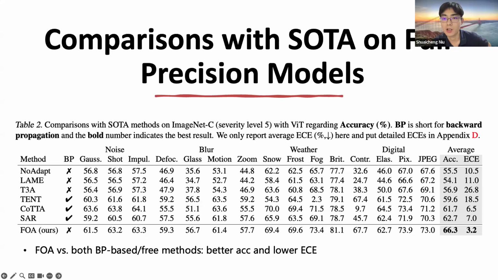Here are some main results of our FOA work. On the full precision model, we first compare with the BP-free methods, including LAME and T3A. These methods update only the classifier and often struggle to enhance the performance with the limited learning capacity. In contrast, FOA uses forward passes for prompt optimization, achieving much better results as shown in the table. We also verify that FOA can even outperform the BP-based methods like Tent and CoTTA using only forward optimization. We attribute this result to our loss design and our back-to-source activation shifting.